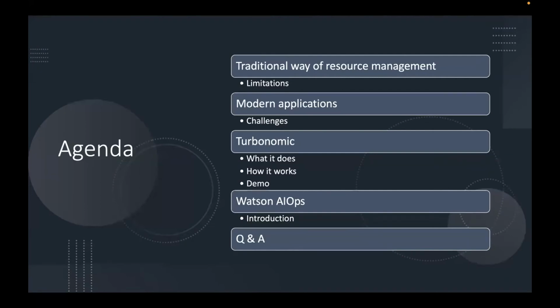So here's the agenda I have. We'll start with a few limitations about the way we used to manage compute resources like CPU, memory, network, etc. That is during the pre-cloud era, and then we'll talk about how we do it during the cloud era, and then we'll touch base on the complexity of modern applications and the challenges they bring in. Then we'll give a brief introduction on Turbonomic, what it does and how it does it. Then we'll take you through a demo of Turbonomic. We'll also talk a little bit about Watson AI Ops.